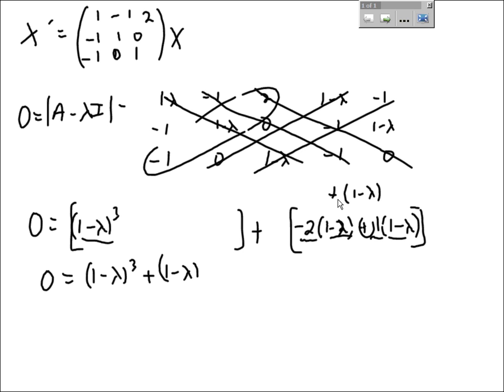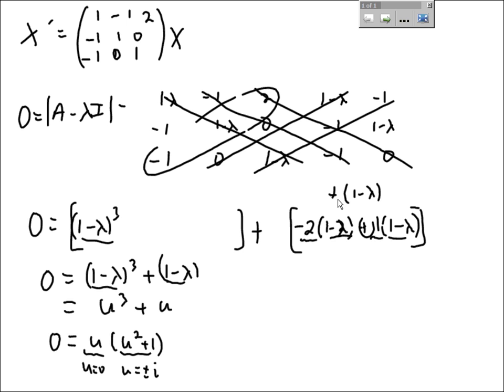And we could factor this. We can even call it u cubed plus u, where u of course is 1 minus lambda. You can factor out a u, and you get u squared plus 1. So if it equals 0, that means either u is 0 or u squared plus 1 is 0. That means u would be plus or minus i. So u is 0, or u is plus or minus i.